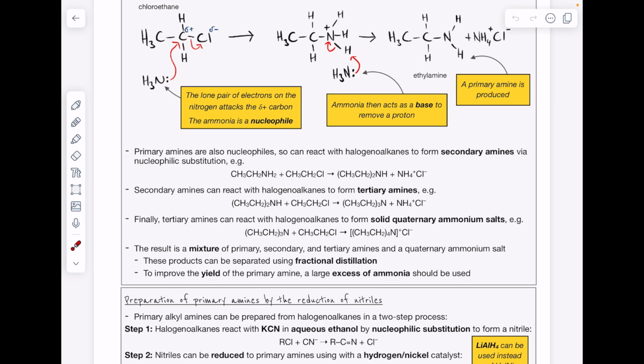So if we look at this nucleophilic substitution reaction, we've produced a secondary amine and a salt, and then the reactions continue with the secondary amine produced reacting with halogenoalkanes to form a tertiary amine. And then finally, those tertiary amines can react with halogenoalkanes to form the solid quaternary ammonium salts.